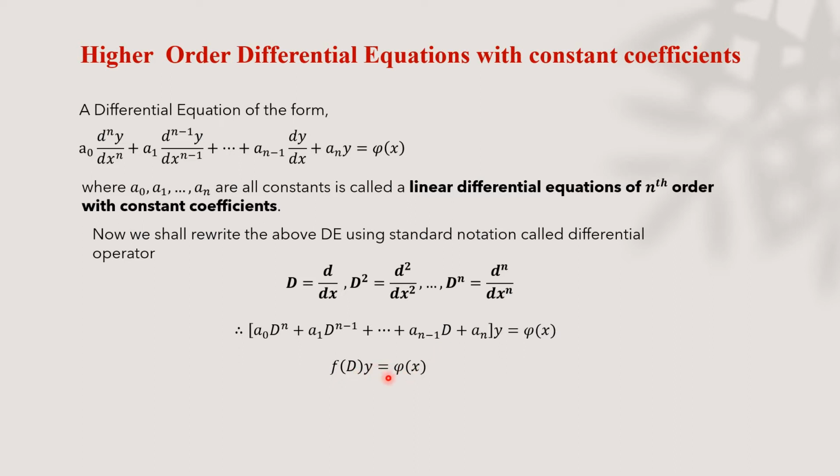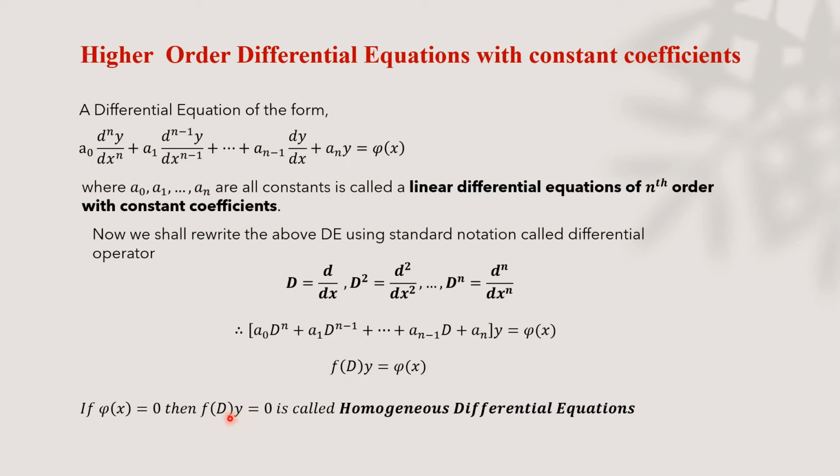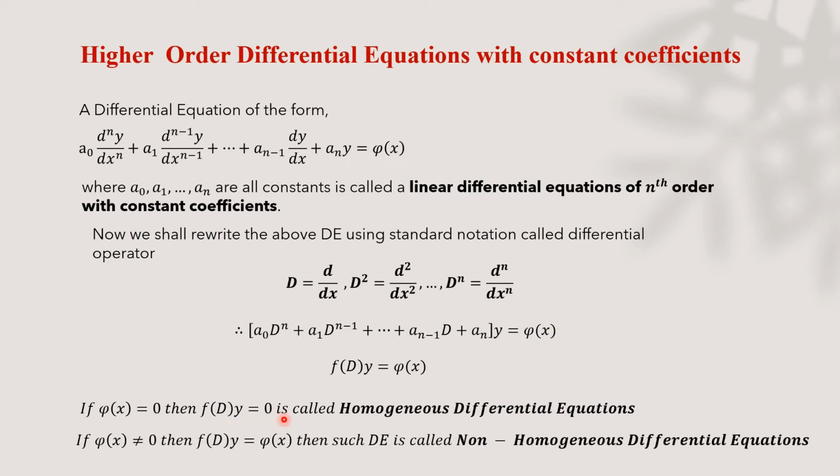Here we can discuss two types of differential equation depending upon phi of x. If phi of x is equal to 0, then we name that equation a homogeneous differential equation, that is, of the form f of D on y equal to 0. If phi of x is not equal to 0, then f of D on y equal to phi of x is called a non-homogeneous differential equation.